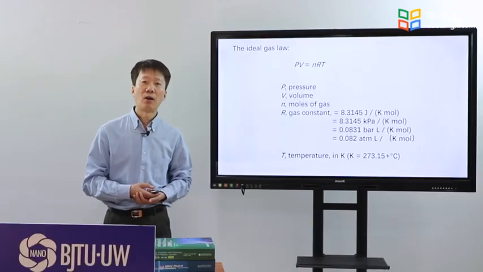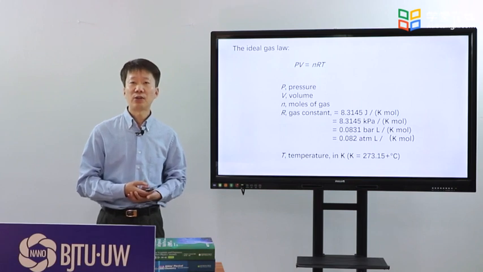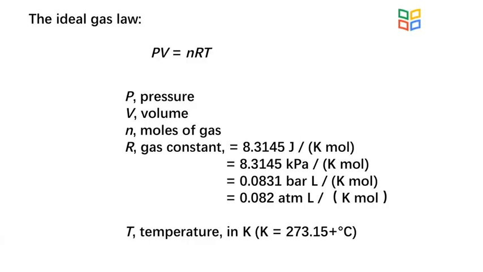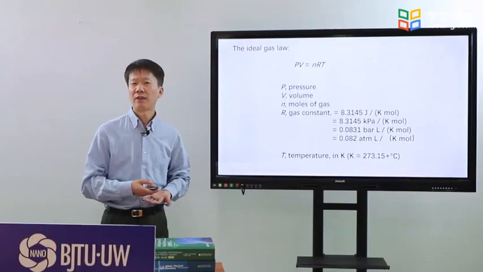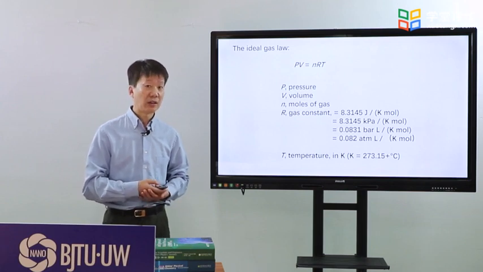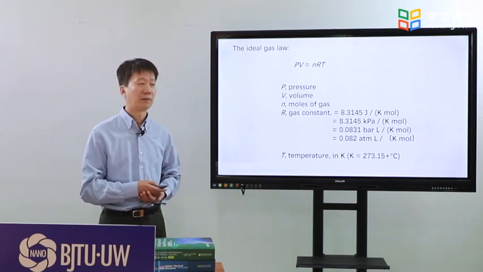The ideal gas law holds that PV equals nRT, where P is the pressure of the gas, V is the volume, n is the moles of gas, R is the gas constant, with a value that changes with units. Usually 8.3145 joule per K per mole is used in most calculations. Take the unit of this constant into account in your calculation, and T is the temperature in Kelvin.